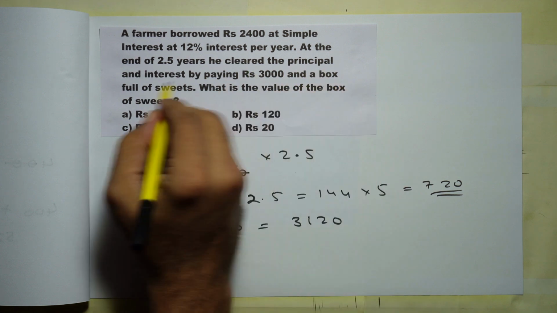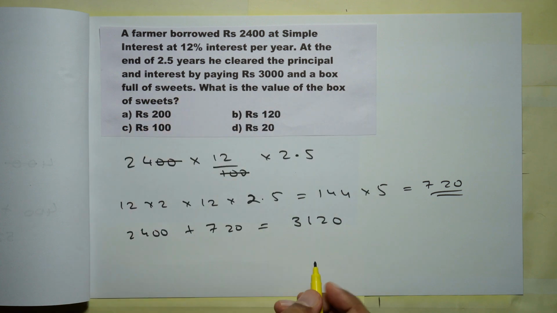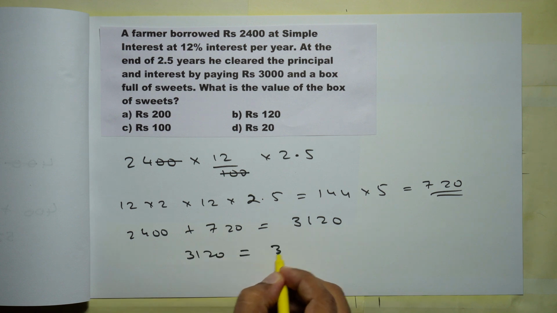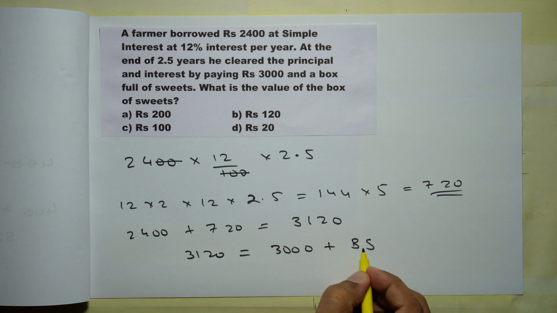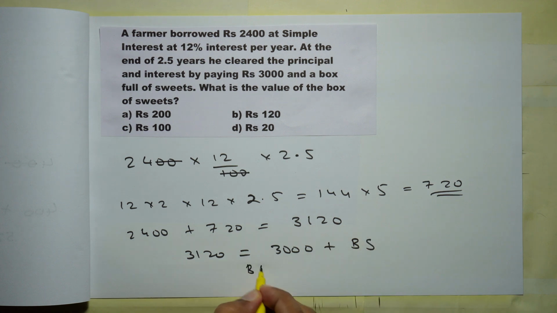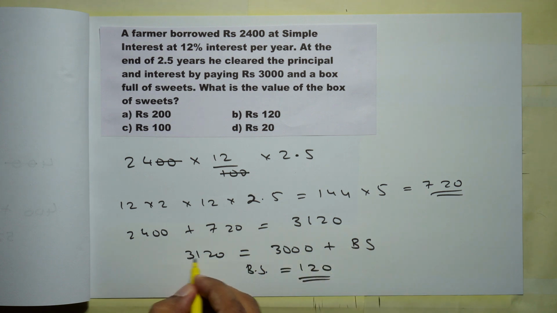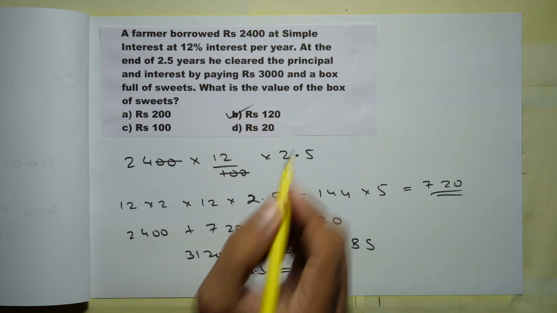Now he cleared the principal and interest by paying 3000 and a box full of sweets. He actually has to pay 3120. He paid 3000 and a box full of sweets. So the box full of sweets, its value has to be rupees 120. So 3000 plus this 120, it will add up to 3120. So the price of the box of sweets has to be rupees 120. What is the value of the box of sweets? 120, option B.